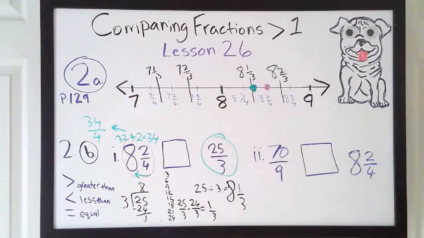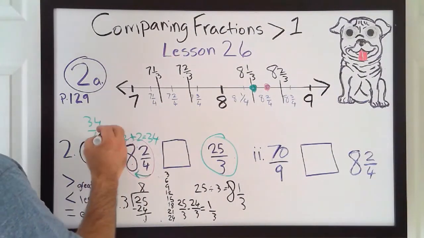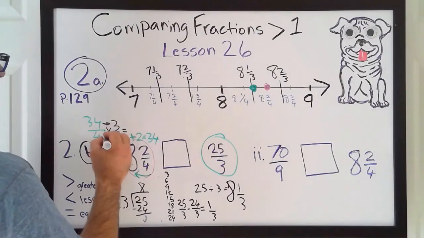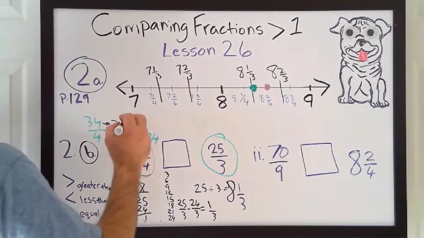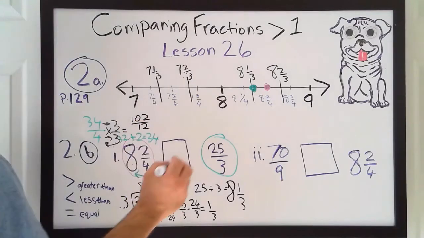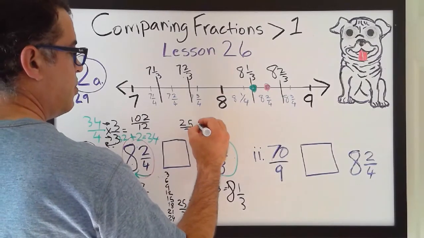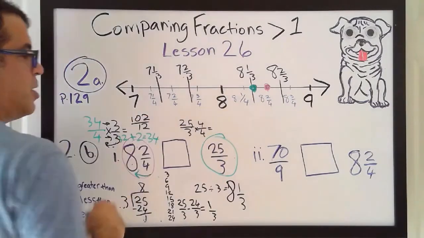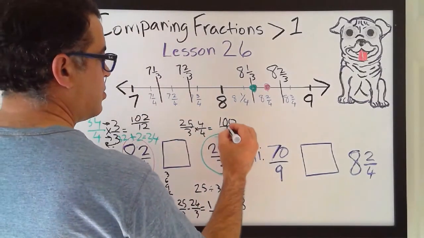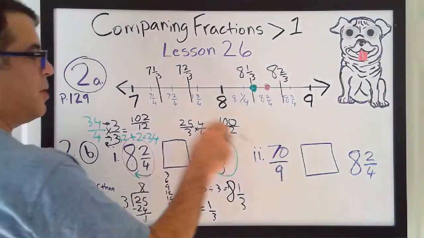So let's do that. Okay, this is more work than Eureka is asking for, but I'm going to do it anyway. 34 times 3 over 3 equals, multiply across, 3 times 34 is 102 over 12. And if I multiply 25 thirds times 4 over 4 to get 12 on the bottom, 4 times 25 is 100. That's 100 over 12. Well, look, just barely bigger. 102 over 12 is bigger than 100 over 12.